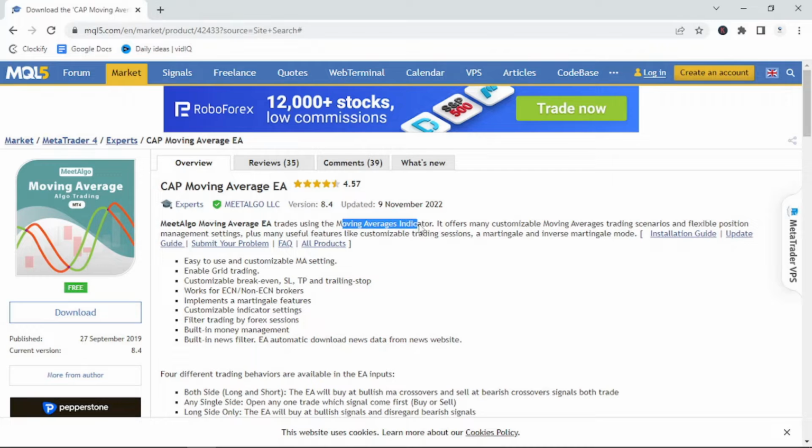As the name implies, the MeetAlgo Moving Average uses moving average indicators for two different strategies. It offers many customizable trading scenarios and flexible position management, plus customizable trading sessions and martingale modes. It uses an easy and customizable moving average, which we'll take a closer look at, and for this reason is a good place to start for beginners.